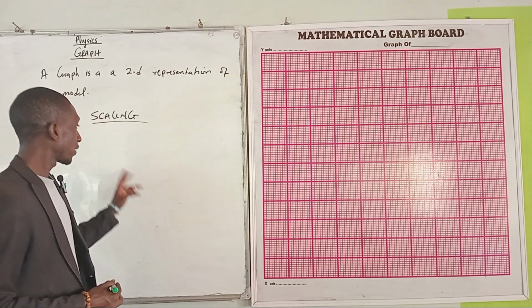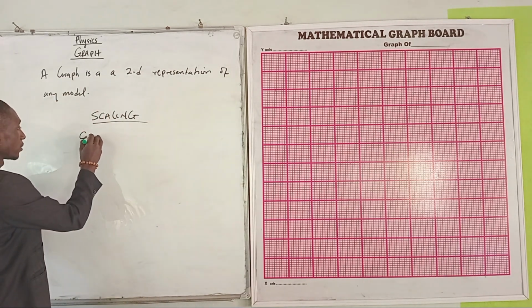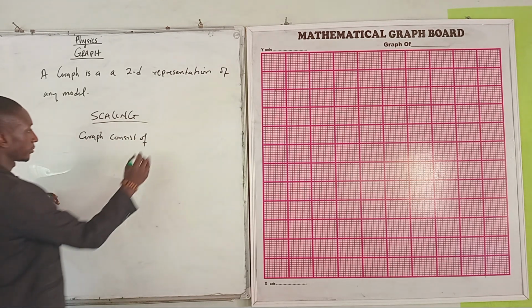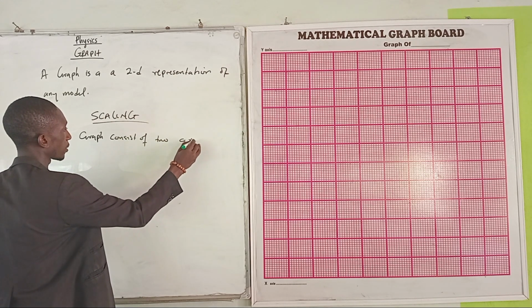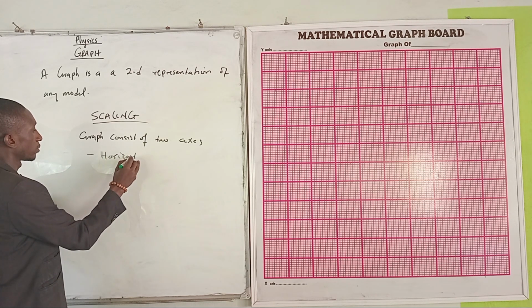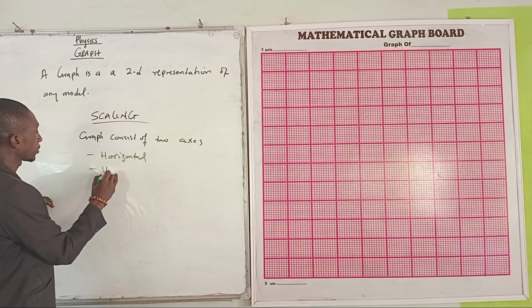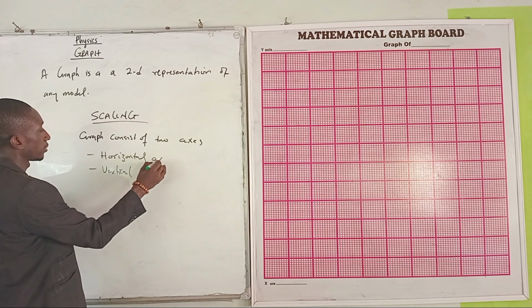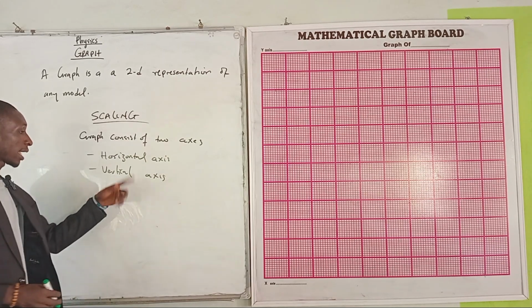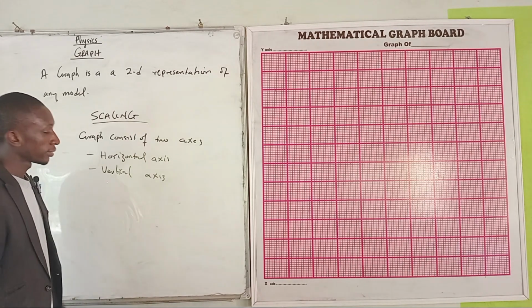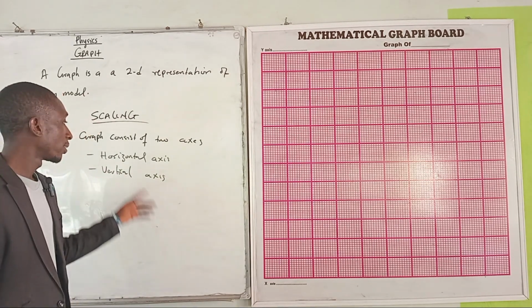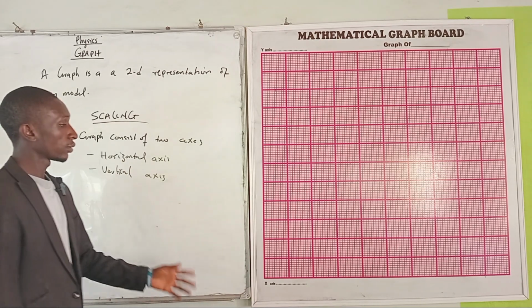Now let's try. If you want to scale, first of all, you should know that a graph consists of two axes. The first axis is the horizontal. The other axis is the vertical. Now, basically in mathematics, the horizontal axis is called the x-axis. The vertical axis is called the y-axis. But this is not their original names. Their names are vertical axis and horizontal axis.